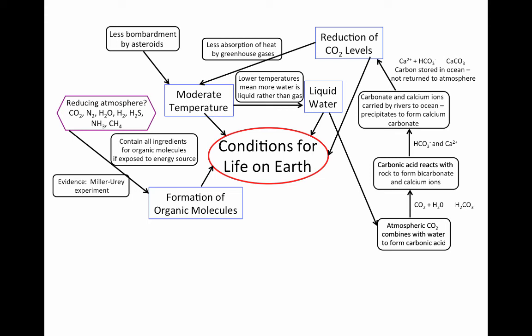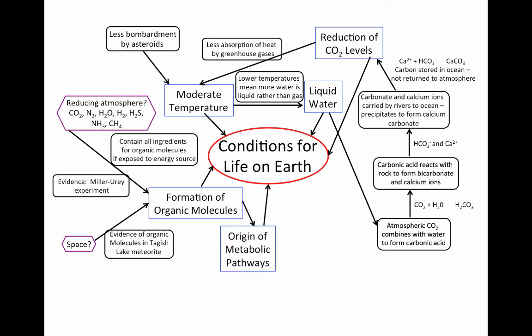Another possibility that you read about in your book was that these organic molecules might have had an extraterrestrial origin, come from space, and the evidence that they provided for that was that organic molecules have been found in meteorites. Another thing that is necessary for the beginnings of life is for these organic molecules to interact to form these metabolic pathways. And so, of course, before you can have metabolic pathways, you need to have organic molecules to participate in them, but these metabolic pathways are one of the essential components of life.